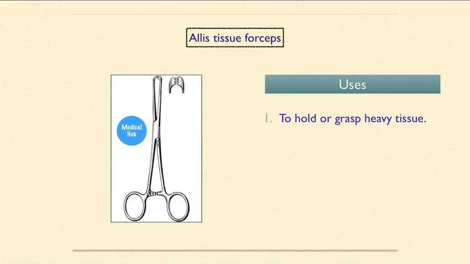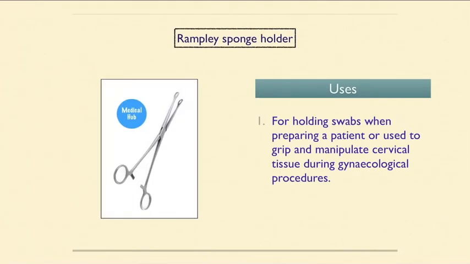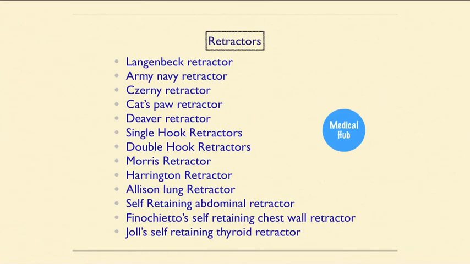Next instrument is Allis tissue forceps. It is used to hold or grasp heavy tissues. Next instrument is Rampley sponge holder. It is used for holding swabs when preparing a patient, or to grip and manipulate cervical tissue during gynecological procedures. Now we will discuss the retractors.